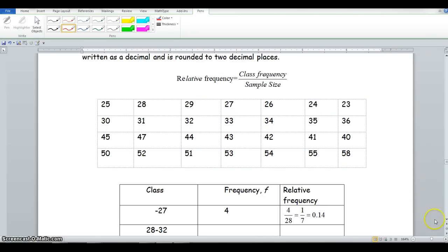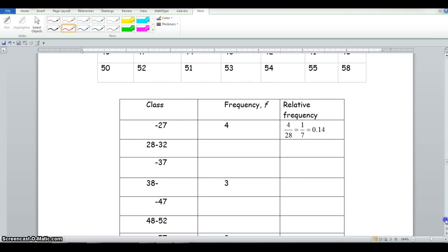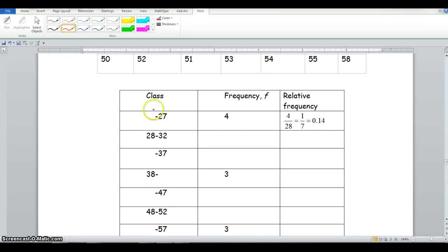Now, we need to rewrite our classes again. Our first class, we know, was 23 to 27. And remember, it was an error. It's supposed to be 5 instead of 4. So this should actually be 5 over 28, and this has to be taken out. So we would take 5 over 28, which you would put in your calculator. We would take 5 divided by 28, and when we round this, it will give us approximately 0.18.